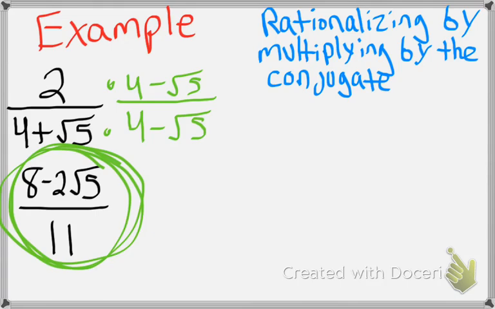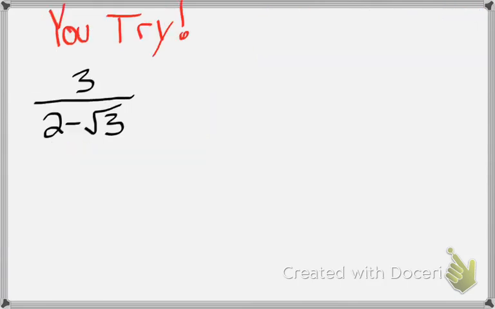Now you're going to do one. Alright, here's your example. I want you to give this a shot. Remember to multiply top and bottom by the conjugate. The conjugate of 2 minus square root of 3 is 2 plus square root of 3. Now show your work.